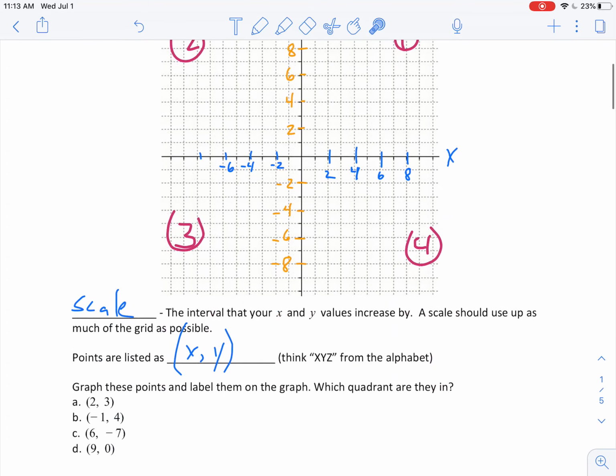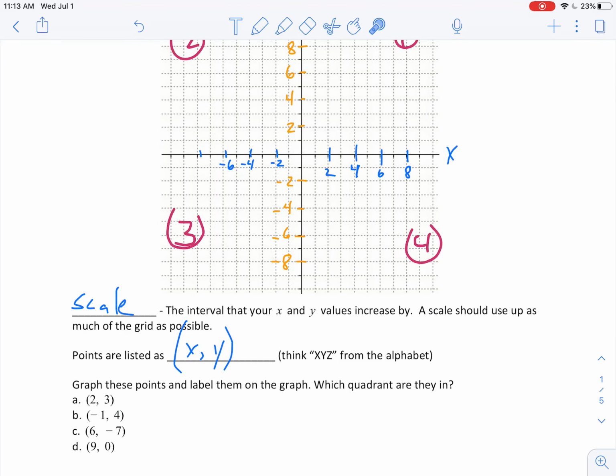So, when we talk about scale, scale is the interval that your x and y values increase by. A scale should use up as much of the grid as possible. So in this case, I went with every space is 1 unit. So 1, there's 2, 3, there's 4. I did it along my x, and I also scaled for 1 along my y-axis as well. Right, so points are listed as x and y.